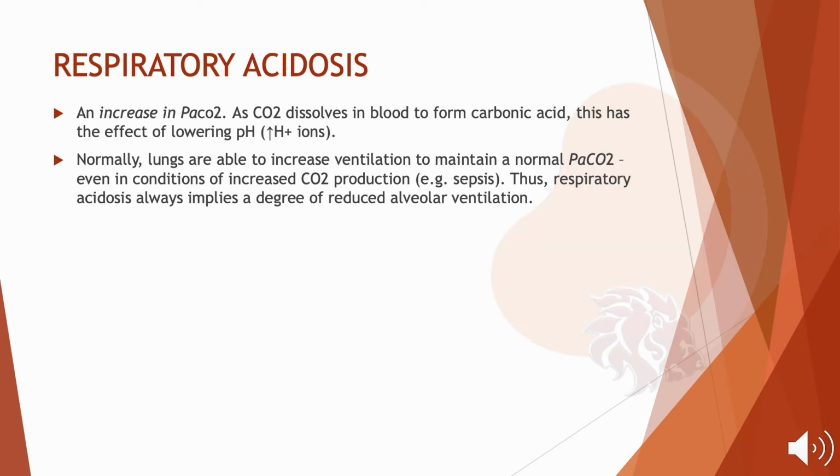Respiratory acidosis. A respiratory acidosis is simply an increase in the partial pressure of carbon dioxide in the blood. Because carbon dioxide dissolves in blood to form carbonic acid, this has the effect of lowering the pH by increasing the hydrogen ions. Normally, the lungs are able to increase ventilation to maintain a normal partial pressure of carbon dioxide in the blood, even in conditions of increased carbon dioxide production. Thus, respiratory acidosis always implies a degree of reduced alveolar ventilation. This may occur from any cause of type 2 respiratory impairment or to counteract metabolic alkalosis.